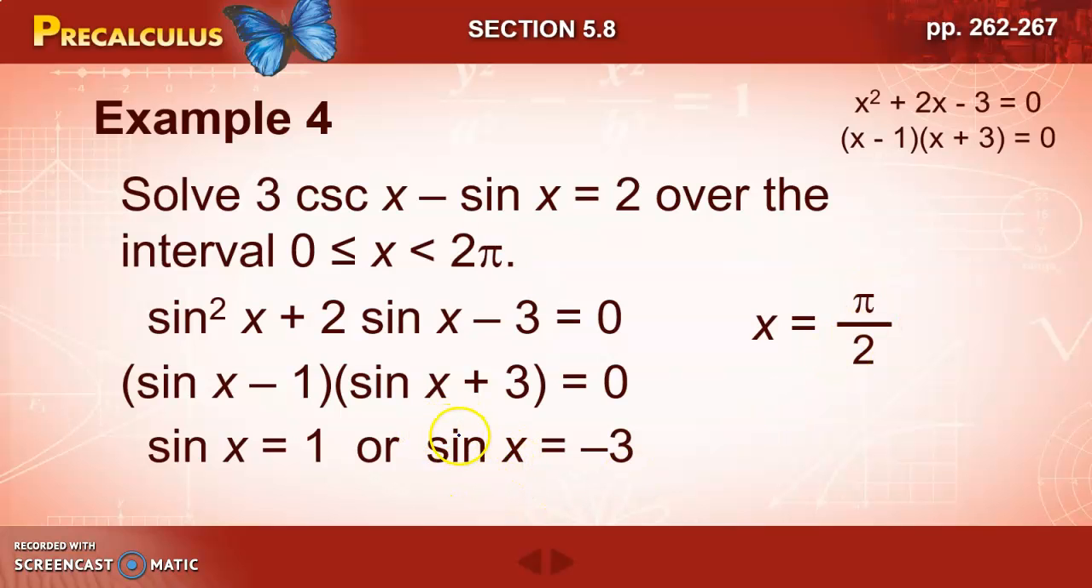And then using inverse sine of negative 3, there isn't an angle whose sine is 3 or negative 3. Remember that sine ranges from negative 1 to 1. Remember when we did all those graphs of the different functions, its range was 1 and negative 1. So there is no angle whose sine is 3 or negative 3. So we only have the one answer there: x equals pi over 2.